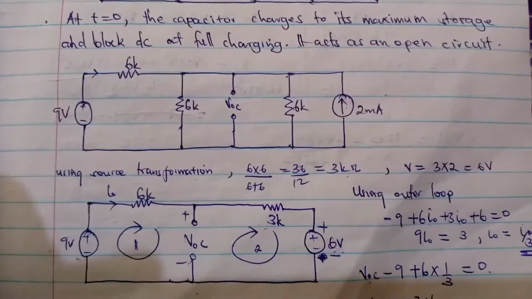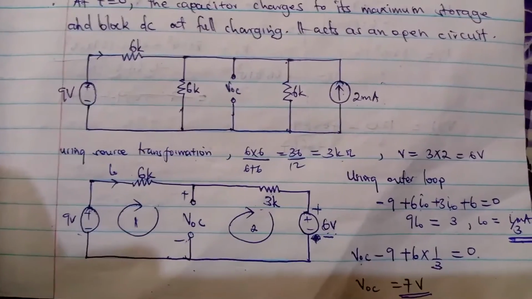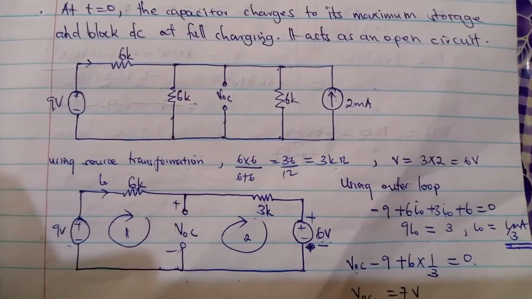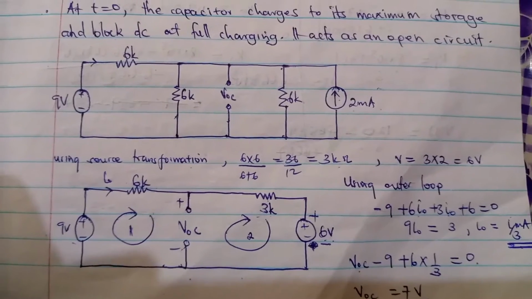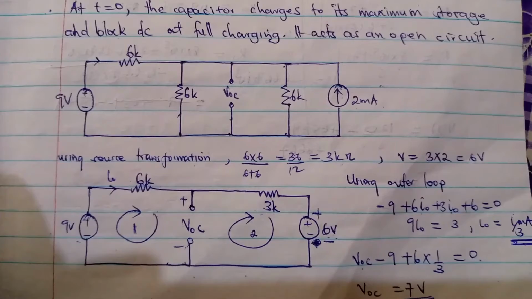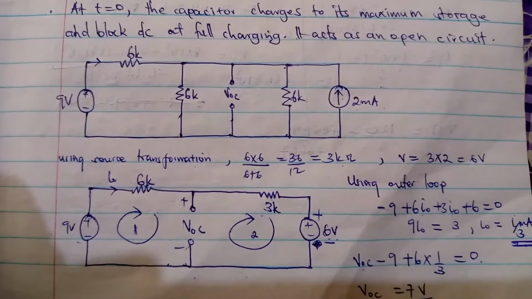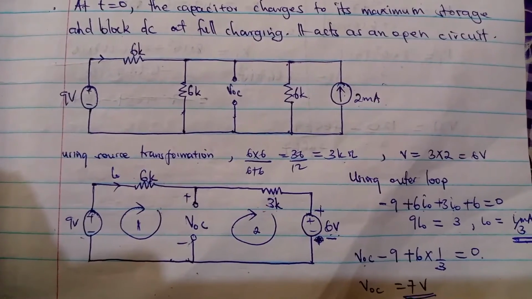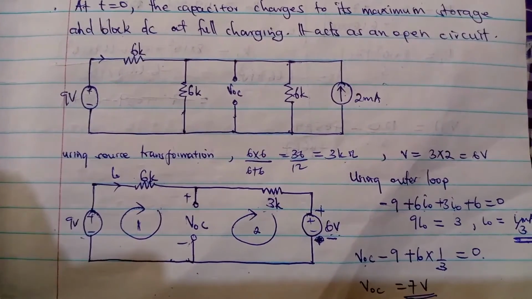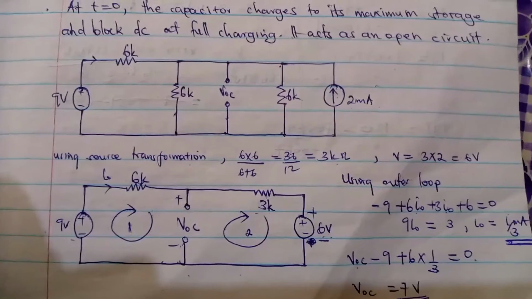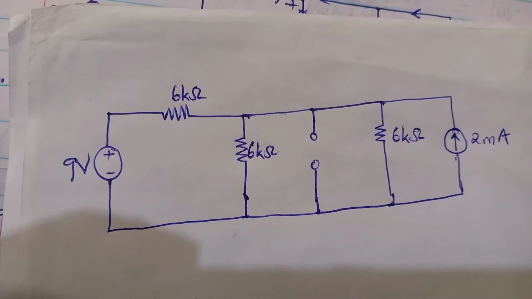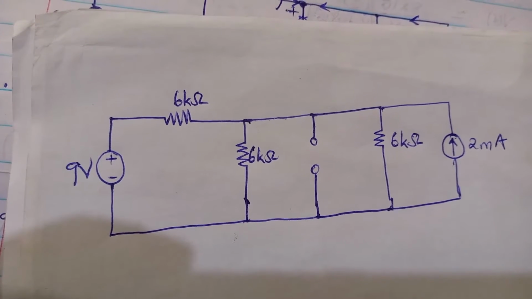So after redrawing the diagram and analyzing it fully, we can come to a conclusion using other tactics. For example, here I used source transformation. As a student, you can also apply superposition, and other techniques of solving transient circuits can also apply. Let us see how we can apply source transformation on this diagram.